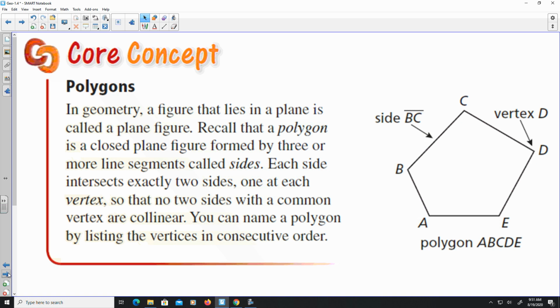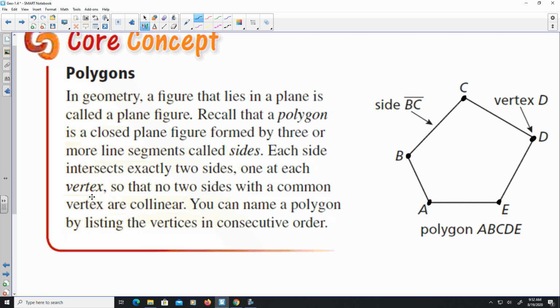So looking at the diagram on the right, each vertex is labeled, so they're denoted as points. So, B is a point, A, C, D, E, those are all points. Each point is called a vertex. Each line segment that's connected to those vertices is called a side, and we can go from there.